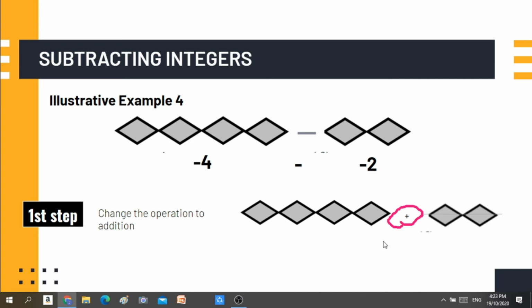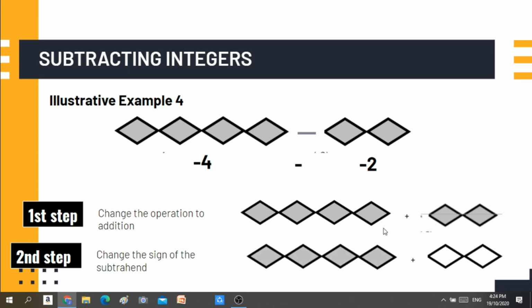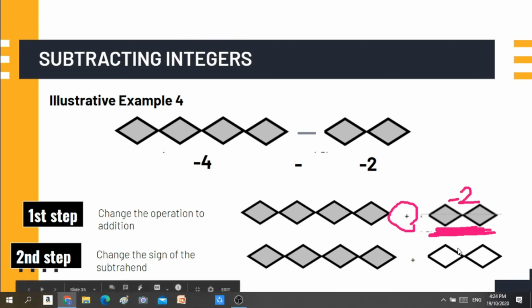Step number 2, change the sign of the subtrahend. So, hindi naman ibig sabihin na nagpalit na tayo ng addition dito, ay tapos na yun, i-add na natin. No. We need to change the subtrahend. Ano ba yung subtrahend? Yung subtrahend, yun yung binabawas natin. Yun yung pangalawang number. So, since I have this addition already for step number 1, kailangan ko ding baguhin itong pangalawang number, itong negative 2 dito, di ba? Ito ay negative 2. We need to change this to positive 2. Kaya naging white siya dito.